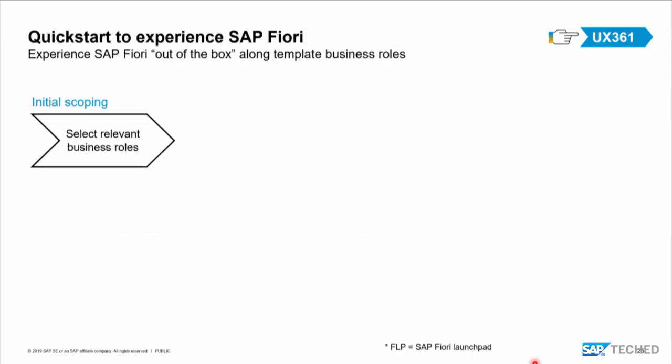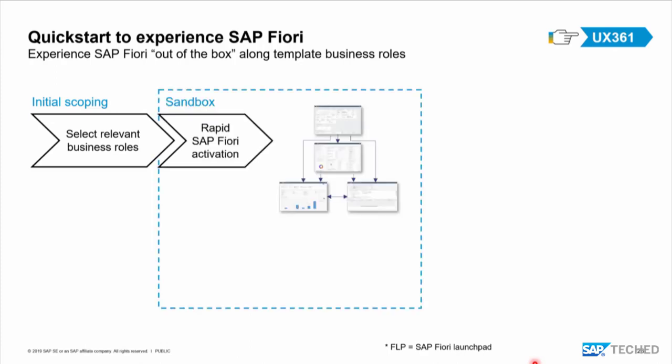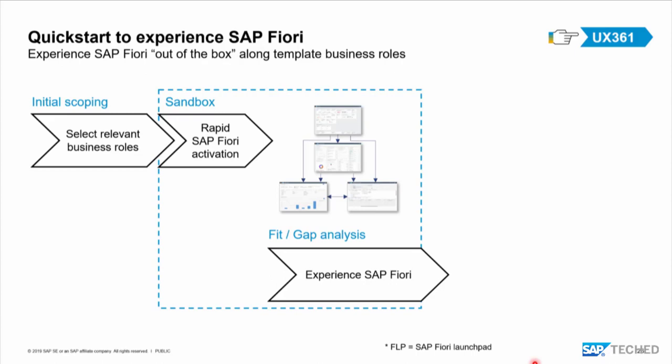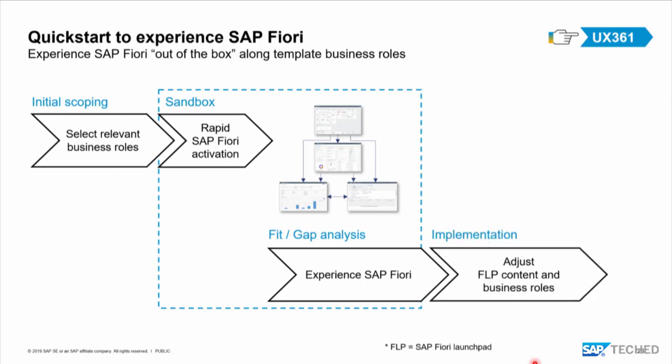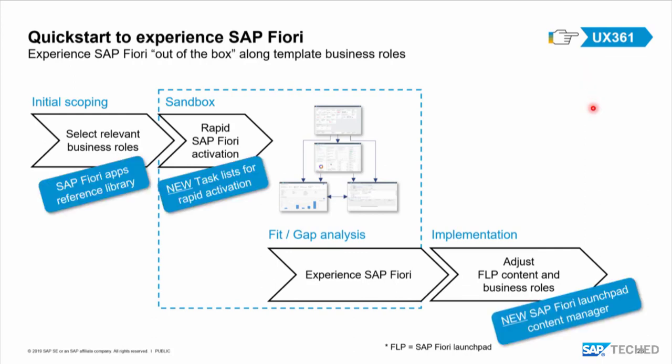So how does it look? You do the initial scoping and identify the business roles. Those business roles are the ones which I had just on the list. Then we recommend to set up a sandbox system where you just try it out. You can take a copy of your productive system, for example, if you did a technical upgrade up front. Do the fit gap analysis to experience Fiori, and afterwards adjust the content. If you want to try it out by yourself, in 1 hour we have a hands-on session where you can do it by yourself. So everything I will show to you now is part of this hands-on session.